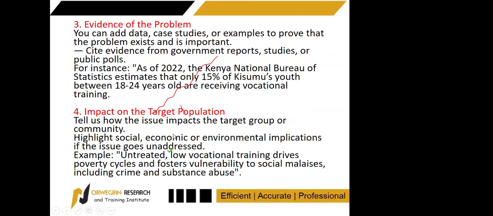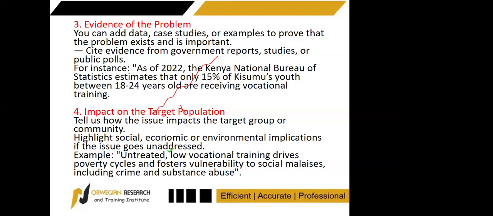So we move on. Evidence of the problem. Where did you get this problem? Or did you create the problem? Okay. We support the problem: as at 2022, the Kenya National Bureau of Statistics estimates that only 15% of Kisumu youth between 18 and 24 years old are receiving vocational training. That's a very small percentage.